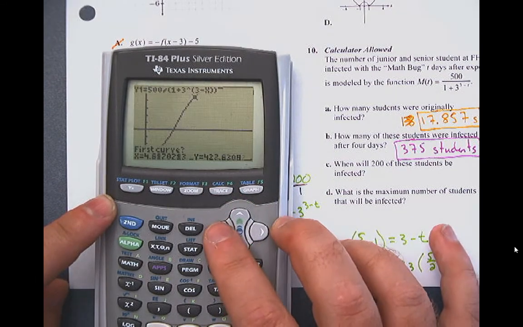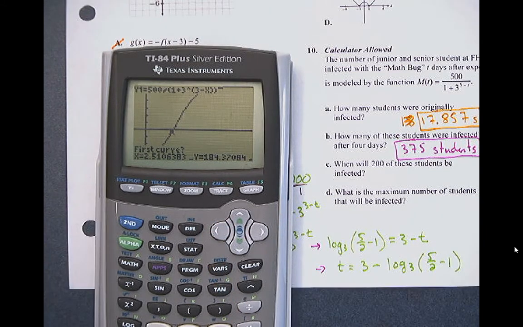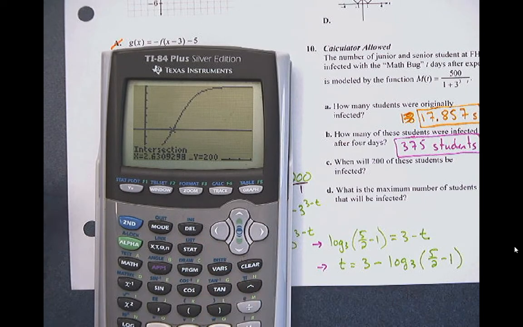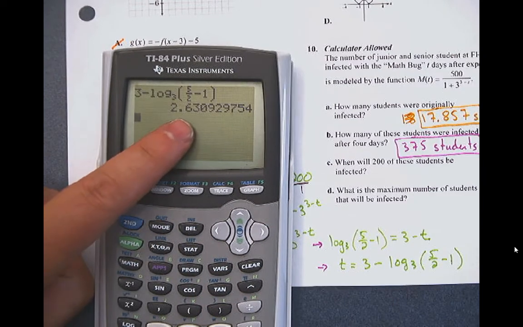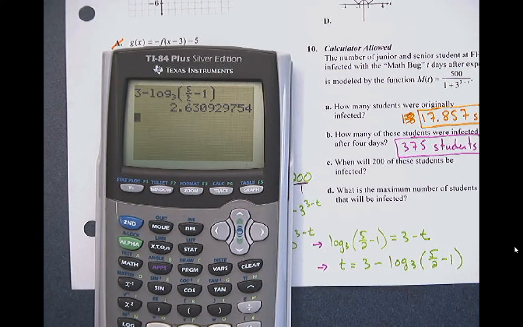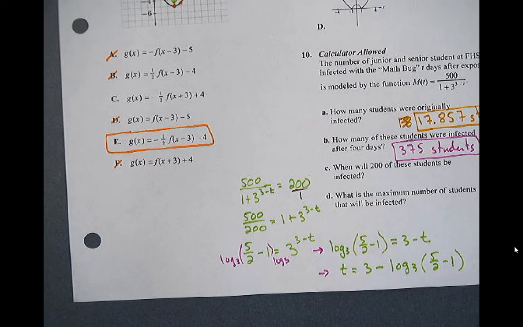I have this little blinking cursor. Move it close to where they intersect, and you hit enter 3 times: once for the first curve, once for the second curve, and once for a guess. And look at your answer, 2.63092, and so on. The same thing we got here. So if you didn't want to do the algebra, the beauty of being able to use your calc is that sometimes you can do this on your grapher.